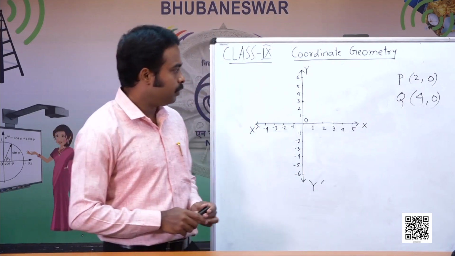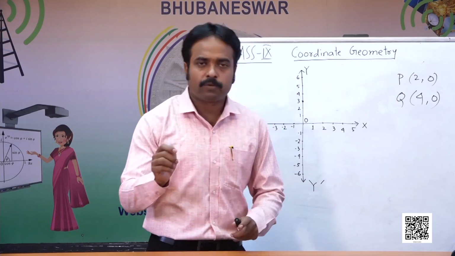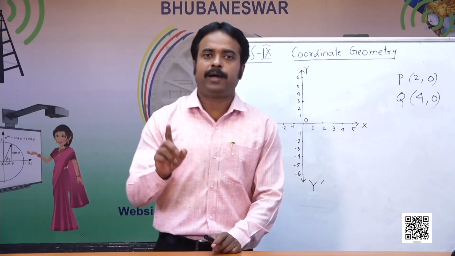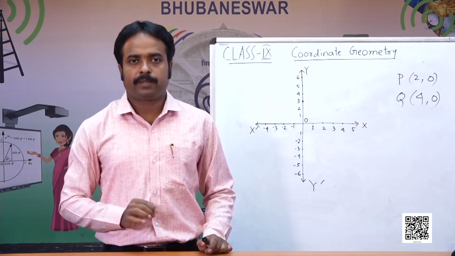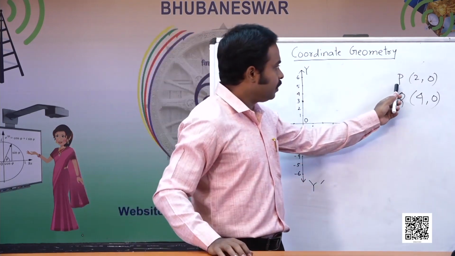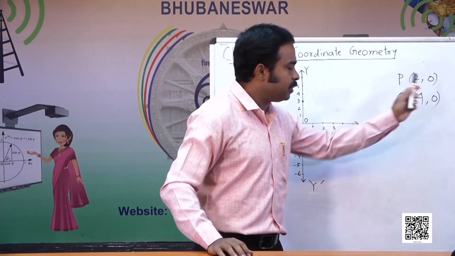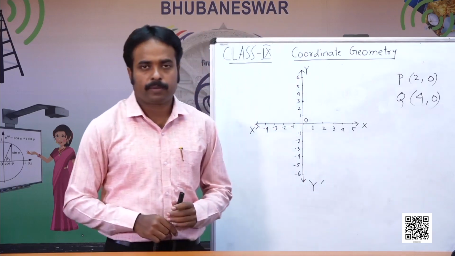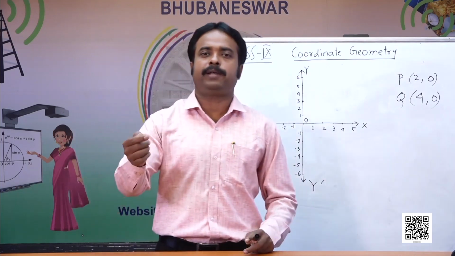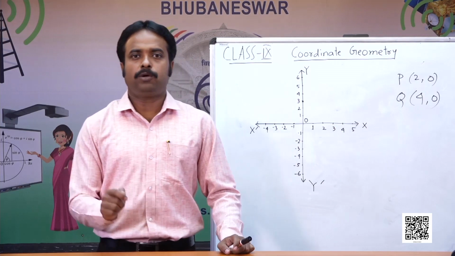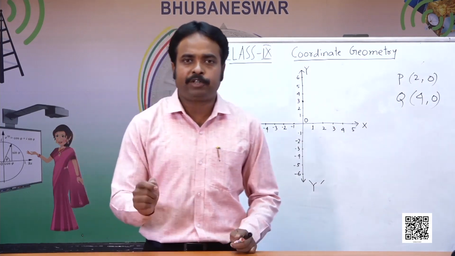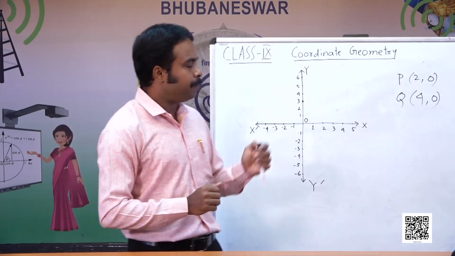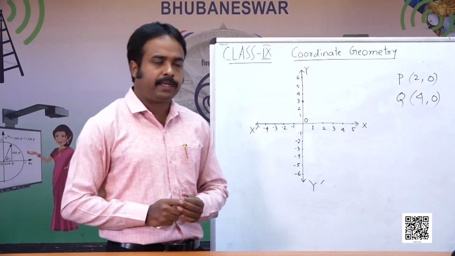So therefore, try to understand the question first. The question is, P and Q are 2 points that are already given. The coordinates of P are (2, 0) and the coordinates of Q are (4, 0). We have to find out another point R such that PQR will form a right triangle. To get this, first we have to plot the points P and Q.